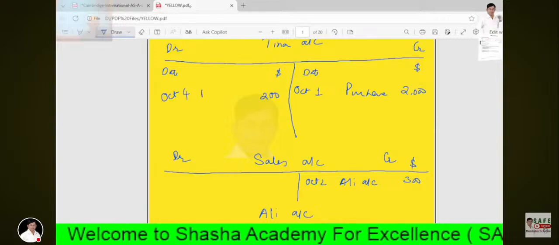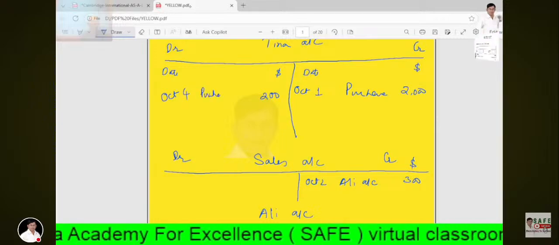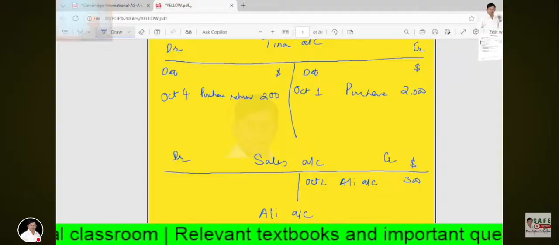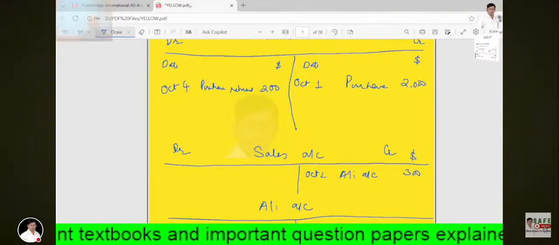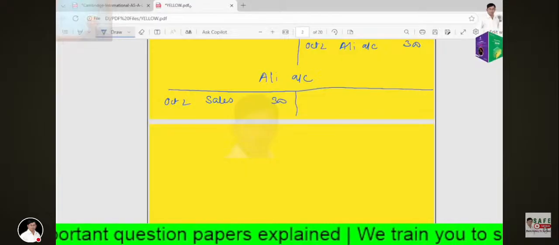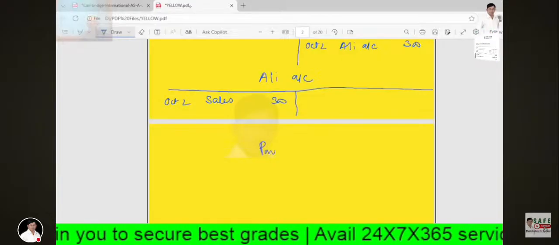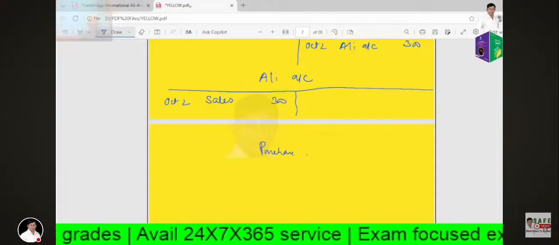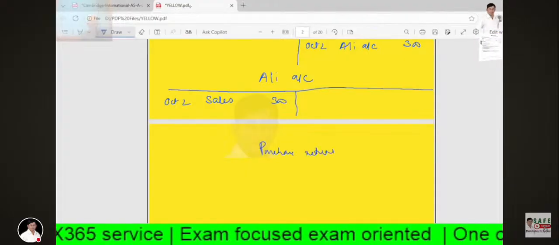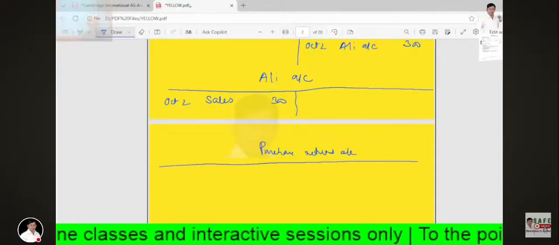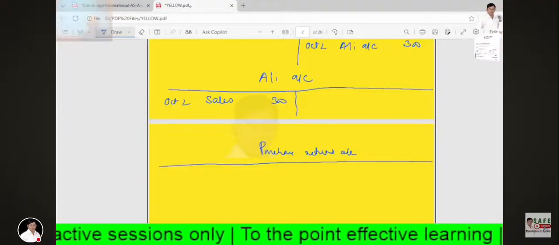So, purchase returns. We have to open one account called purchase returns. Without understanding, how can you do it here? There is no method here. Each and every problem is different. How can she do that?